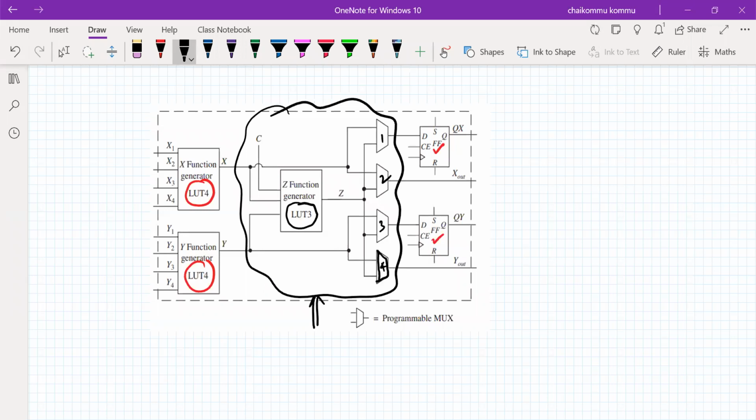So the information can go directly from here to here through the multiplexer, or it can go in this fashion also, directly in this way. Or the information will go in this way also, something like this. So they have implemented it in different ways.